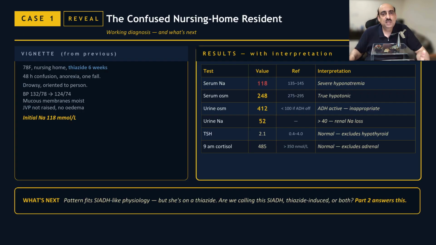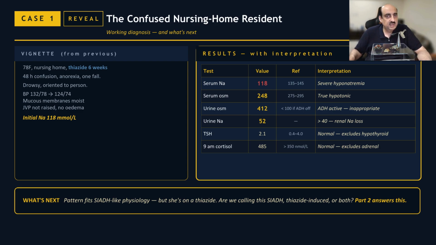So coming to our case 1, which we discussed at the start of the video. Serum osmolality 248, which is low, which confirms hypotonic hyponatremia. Let's look at the urine osmolality, 412, above 300, highly suggestive of ADH being active, which it shouldn't be. So it's ADH driven. Urinary sodium 52 means the kidneys are losing sodium, so not retaining. Look at the thyroid function, TSH, and 9 AM cortisol being normal. So both very important etiologies are excluded, for you to establish SIADH as a cause, as we discussed earlier.